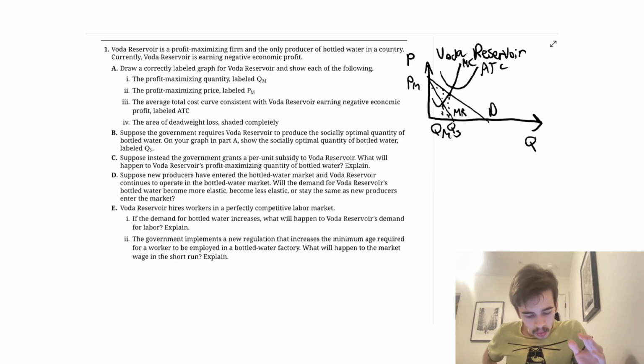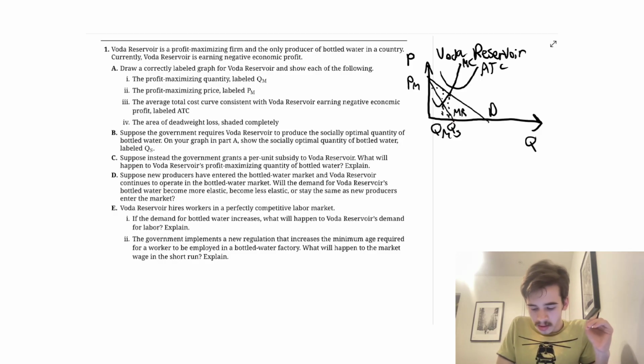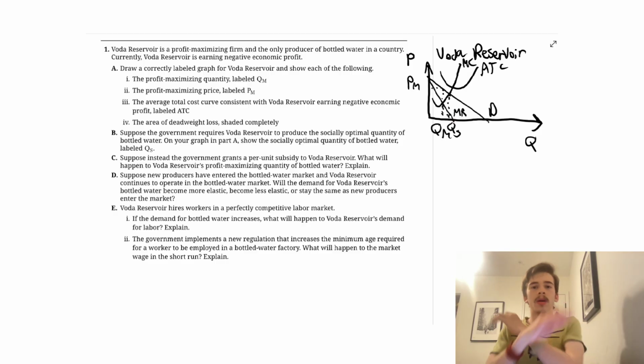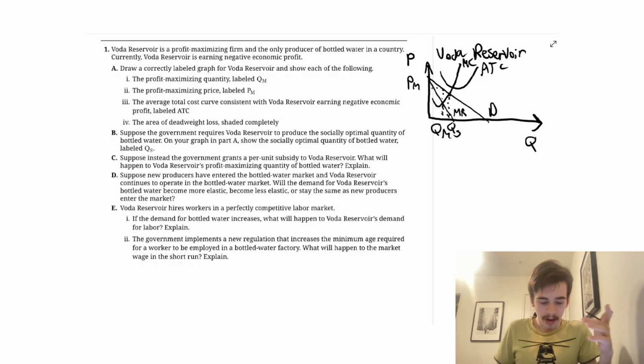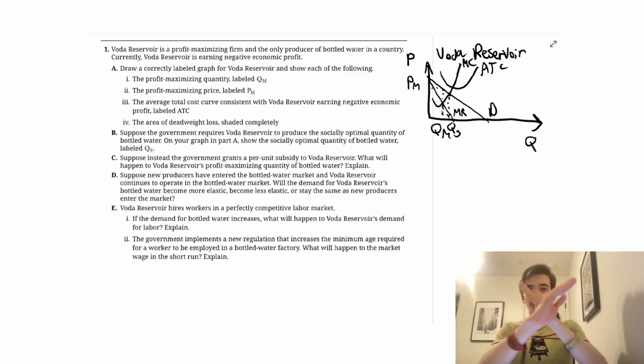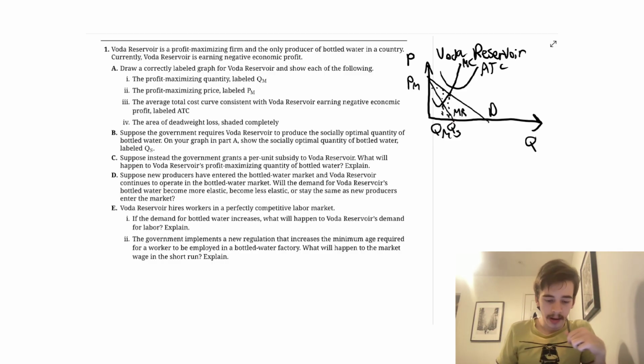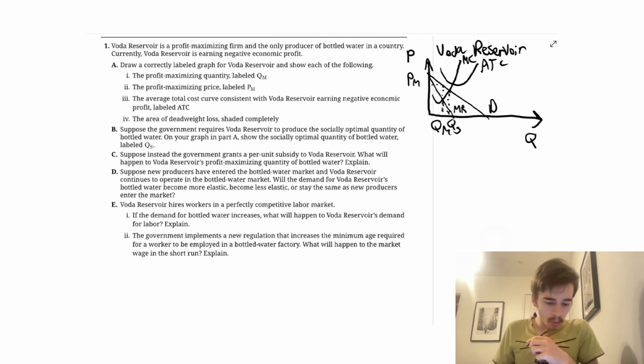And for E2, government implements a new regulation, increases the minimum age required for a worker to be employed in a bottled water factory. So what does that mean? Well, now the minimum age is greater, right? So not as many people can work. Supply goes down, and what happens to the wage? Well, it will increase because we have supply and demand, supply shifts left, greater wage. Simple as that. So that's for FRQ1.